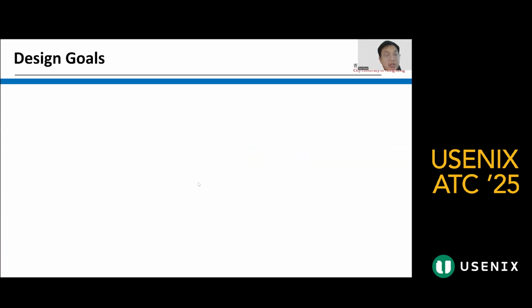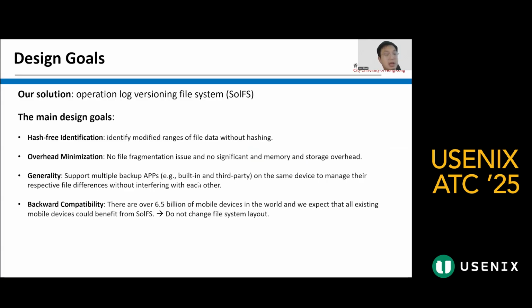Okay, our solution for this limitation is the operation log versioning file system, or SolFS for short. SolFS has 4 major design goals. The first one is hash-free identification. It means that we can identify the newly modified range of a file without hashing, and then return this modified range to the cloud backup application so that it can accurately find the file data and upload it to the cloud.